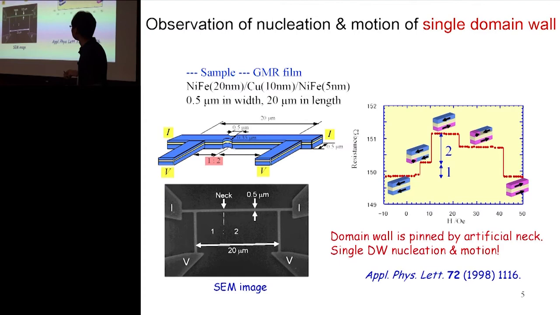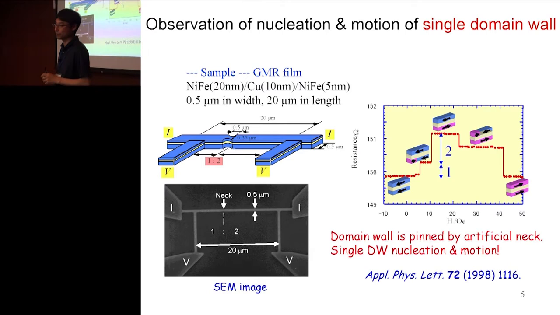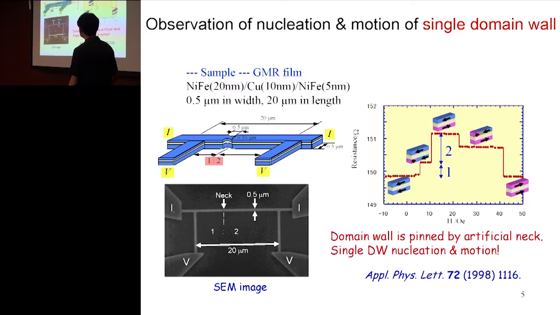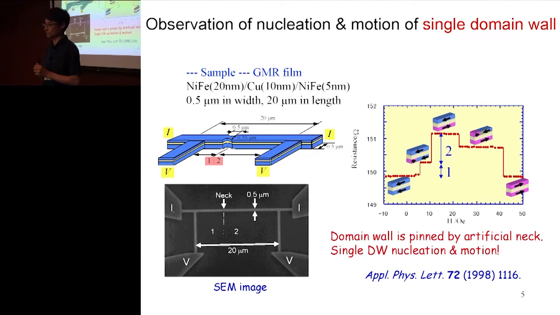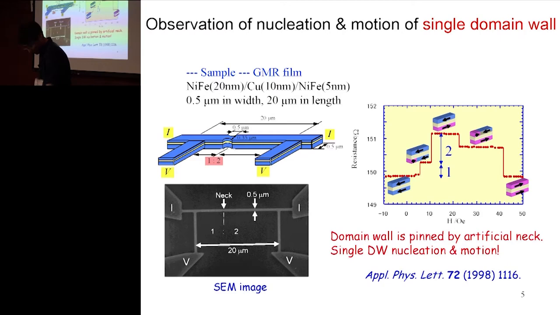Okay. So this is a really simple resistance measurement, but this result tells us we have nucleation of a domain and the motion of a single domain wall. So that's okay now. I did my dream too.